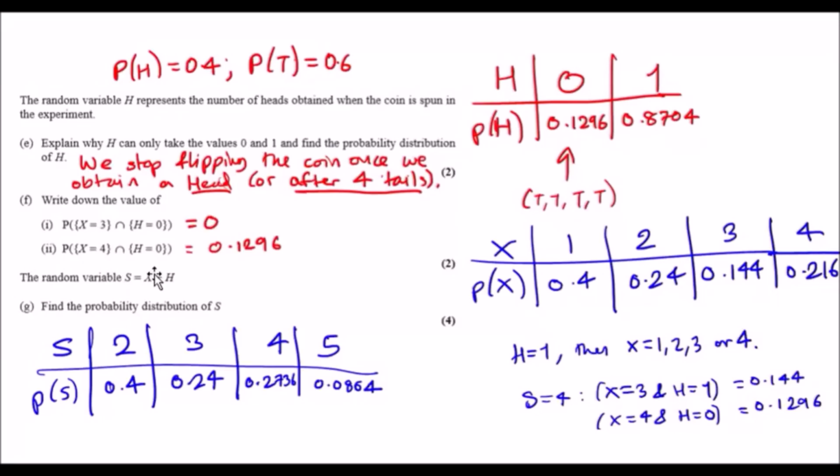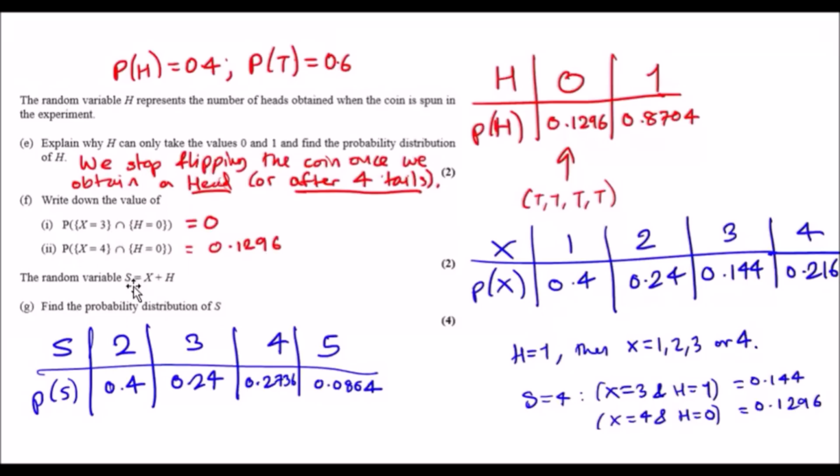Now as for this one, this is possible because if you spun it 4 times, you may possibly get head on the 4th spin, or you don't. This is asking for the time when you don't get head, and when you don't get head, this is the 4 tails assumption. So it will be the result of 4 tails, so 0.1296. So that's quite okay. Now finally, the last bit.